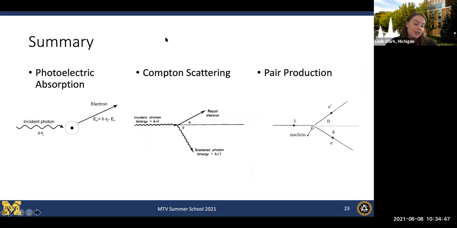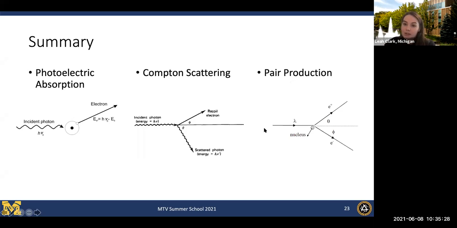And with that, we ended a bit early on this lecture. Again, to summarize, gamma rays go through three main modes of interaction. We have photoelectric absorption, where the incident photon comes in, interacts with a bound electron, and then a photoelectron is emitted. The incident photon is completely absorbed. In Compton scattering, the incident photon is not completely absorbed. Part of the energy is transferred to a recoil electron as well as a scattered photon. And again, this can happen with weakly bound electrons and free electrons as well.